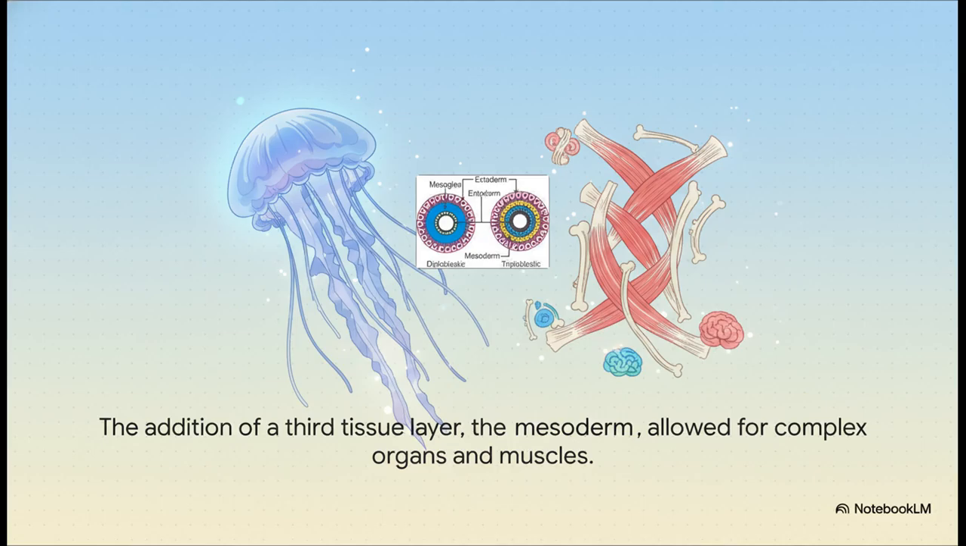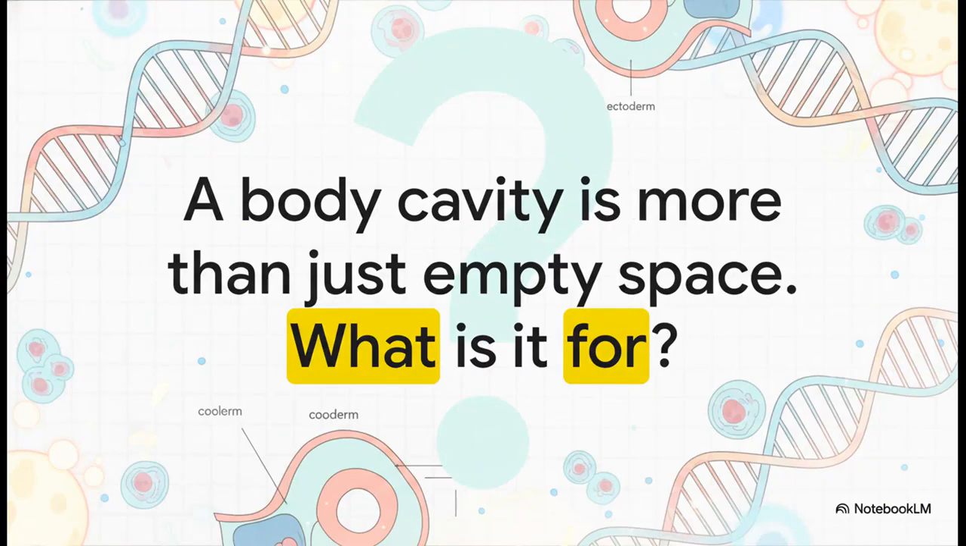But the huge evolutionary leap was the arrival of triploblastic animals. They have a third layer, the mesoderm, sandwiched right in the middle. And this mesoderm, this is the key. It's what gives rise to things like true muscles, bones, and all sorts of complex organs. Now, inside that all-important middle layer, a space can form, a body cavity. But it's so much more than just empty space.